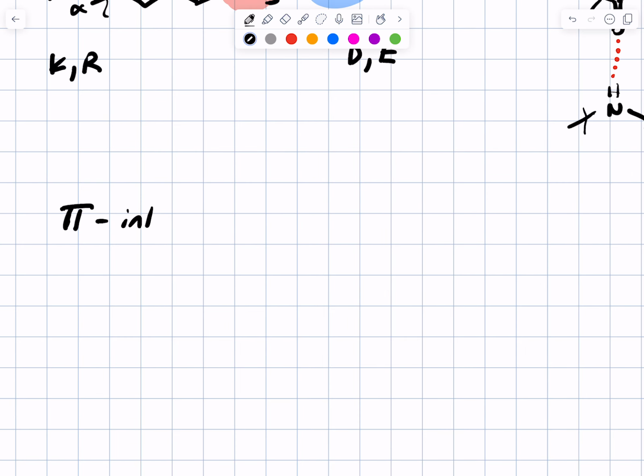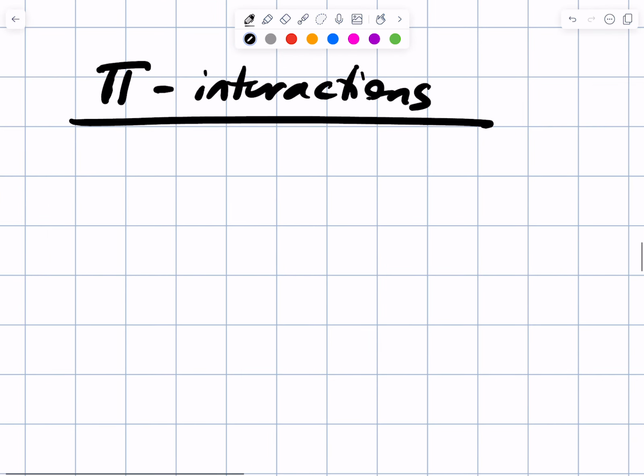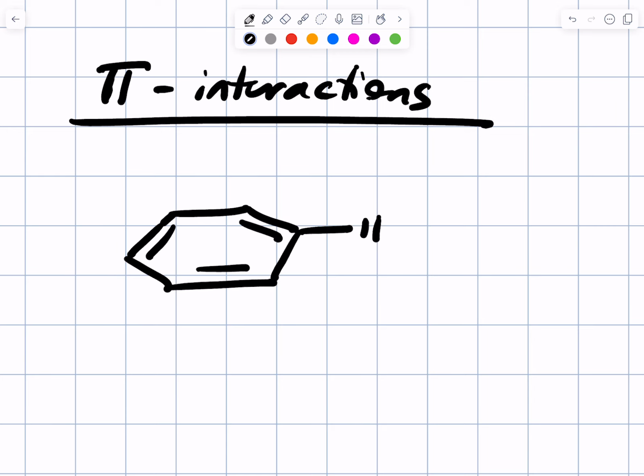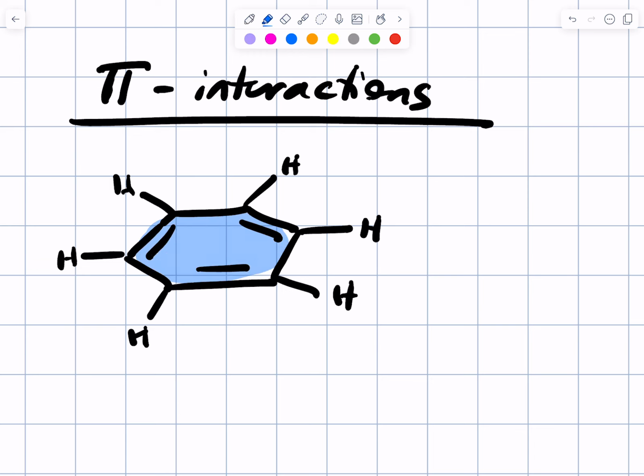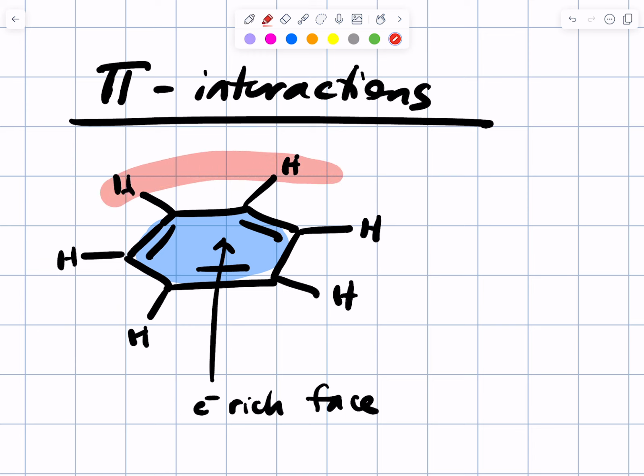We're going to call these pi interactions. These are based on the idea that a benzene ring, though it's nonpolar, has a strong quadrupole, which means that because the sp2 carbons of the ring are more electronegative than the hydrogens, you expect the face of the benzene ring to be electron rich, and then you expect the edge of the ring to be electron poor.